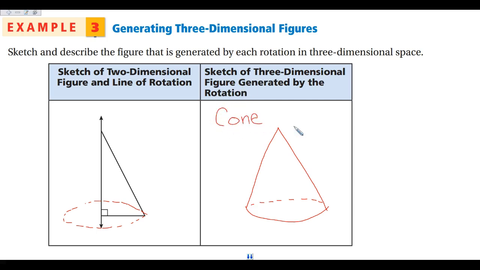So again, anytime you're having difficulty visualizing something like that, make something. Draw, cut a triangle out, tape it to your pencil, spin it around, see what happens.